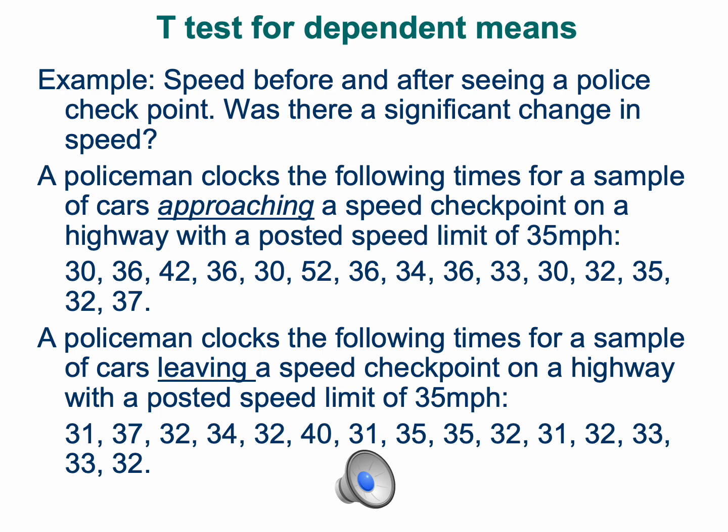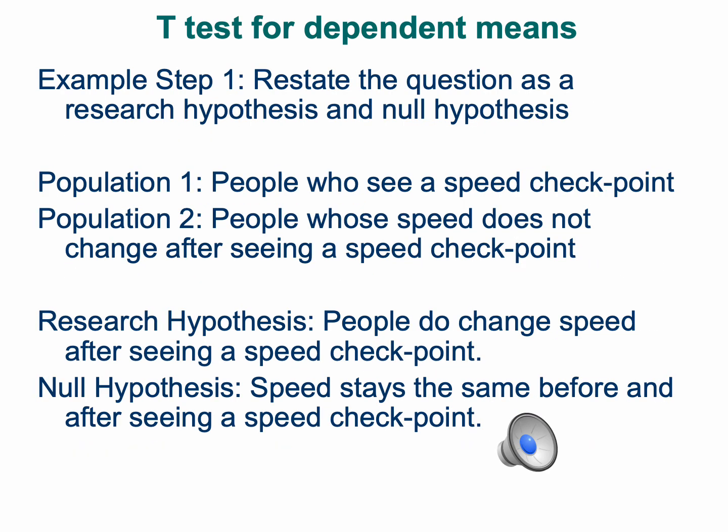Then he clocks the speed of the same people leaving the speed checkpoint. And here you've got speeds leaving the checkpoint. This isn't anybody being stopped. They're just driving past the checkpoint. They see policemen there. And you're going to try to test whether just seeing policemen like that affects the speed. So there you see speeds of 31, 37, 32, 34, and so on. And now we're going to calculate a t-test to find out if the speed differences likely occurred by chance or not. Okay, now we're back to the steps of hypothesis testing.